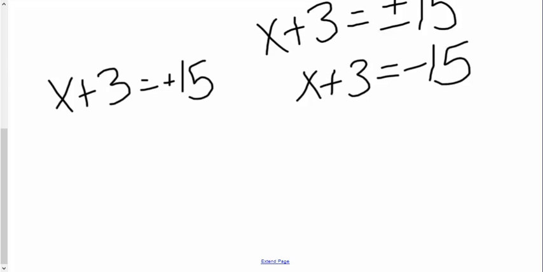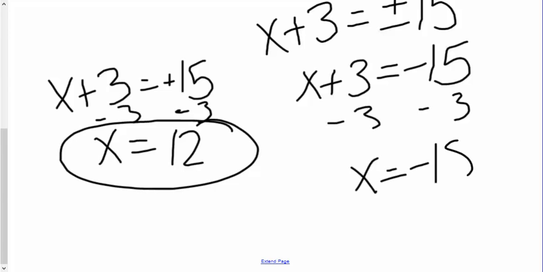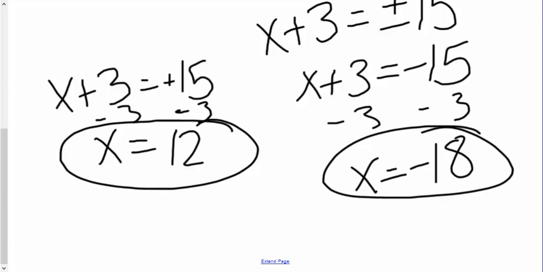So my answer would either be x = 12, right? Subtract 3 from both sides. And then the other one is x = -18. So my solutions are x = -18 and x = 12. Also, we would call that my zeros or my roots. Any of those would work.